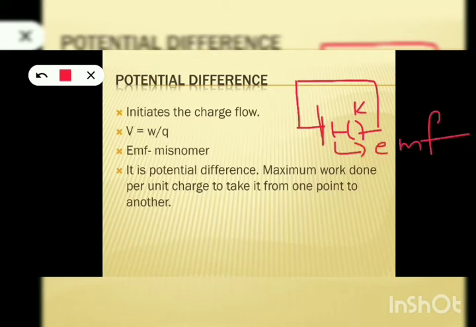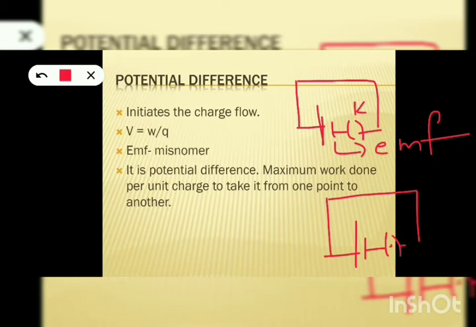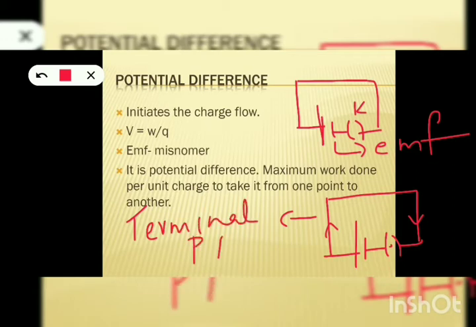But at the same time, consider this circuit. In this circuit, the key is closed. So as soon as the key is closed, current starts to flow from positive to negative terminal of the cell. So now current flows through the circuit. And at this time, when we measure the potential difference, it is not EMF, it is terminal potential difference. So what is the difference between EMF and terminal potential difference?